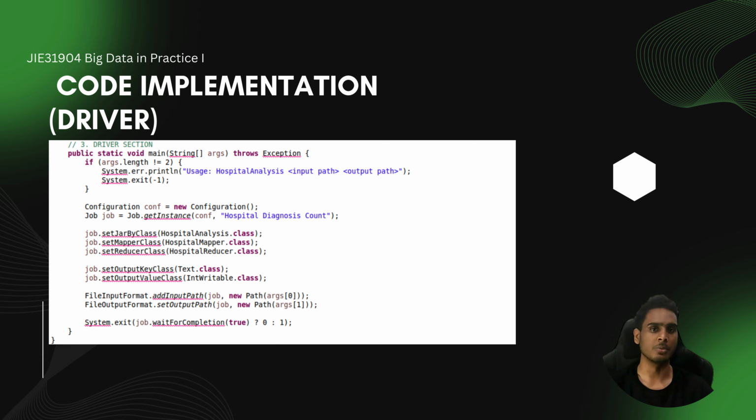The driver is the brain of the application. Here, I configure the job by setting the jar file, the mapper, and the reducer. I also define the output key as a Text type and the value as an IntWritable. Most importantly, I set the input and output paths based on the arguments I will provide in the terminal. This ensures the program knows exactly where to find the hospital data and where to save the final report.